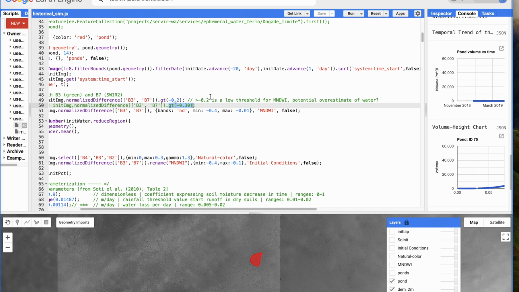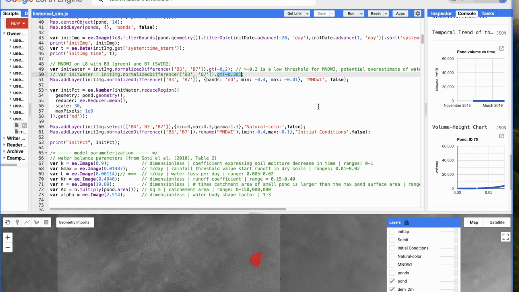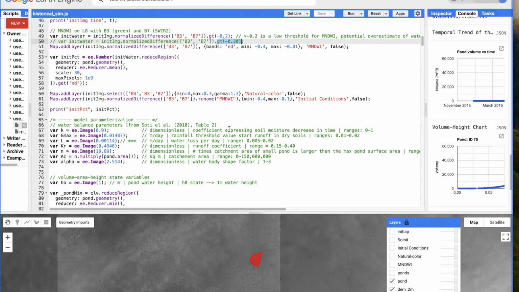So one issue you could see here is this could be a very low threshold, and we might have to adjust it per pond, or maybe per region. We can discuss that more later, but depending on what threshold you use, you could have an overestimate of the water in those ponds. So that's something to be aware of.